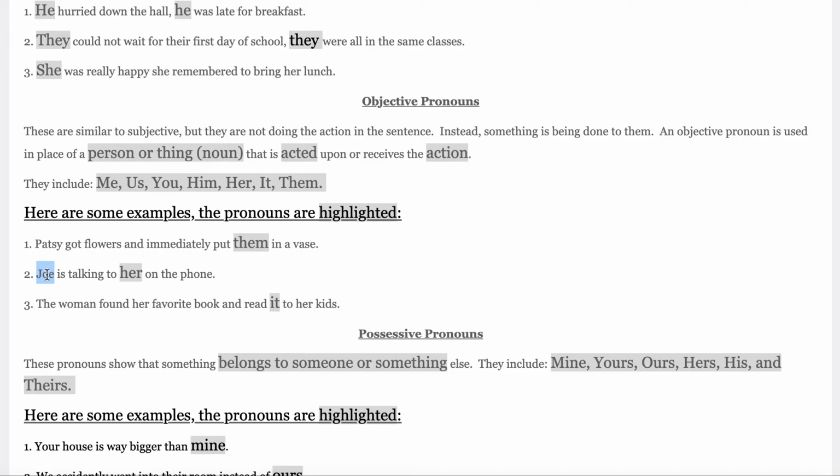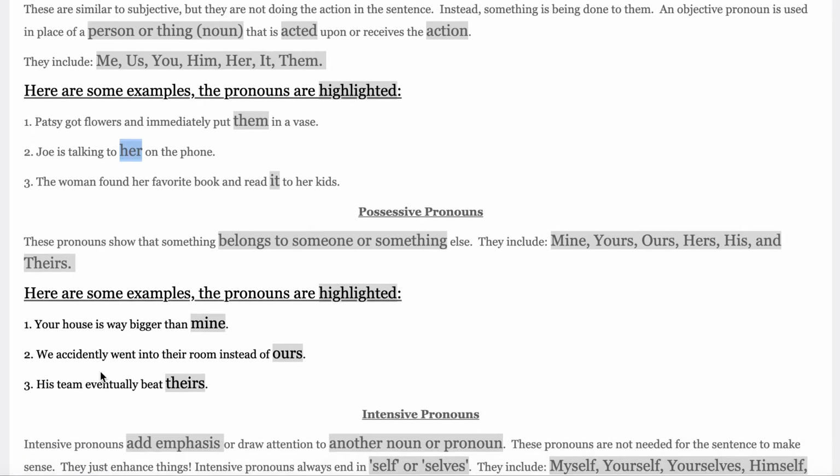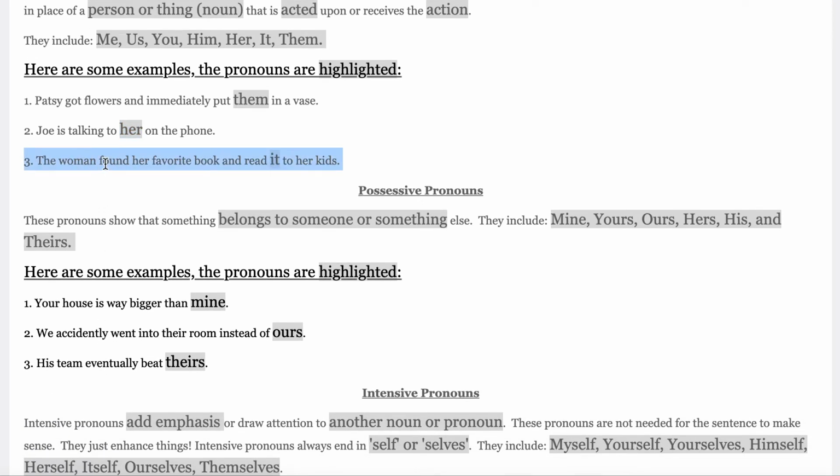How about this one? Joe is talking to her on the phone. Joe is doing the talking, so he's the subject. Her, we don't know what her name is. Maybe it's Patsy. Who knows? But she's the object. She's the one that something's being done to. Well, in this case, he's talking to her on the phone. Okay, there's another example there for you to see.